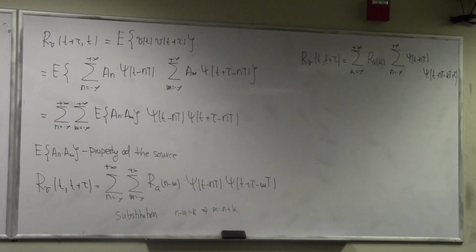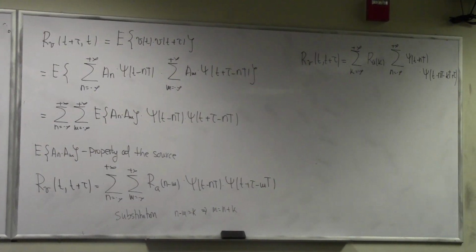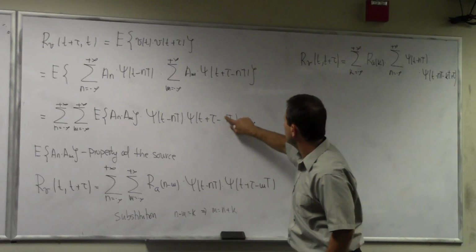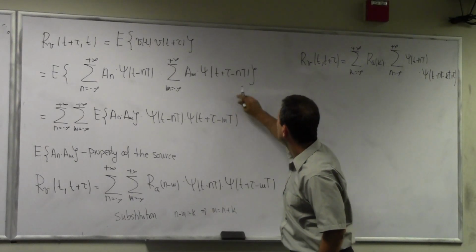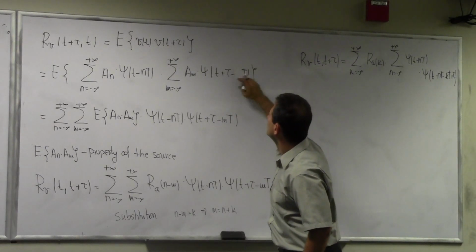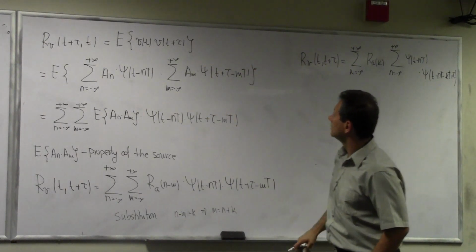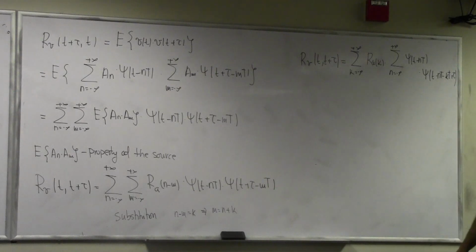Go ahead. How about the tau minus nt? Is that supposed to be m? Where? The third line? Yes. This is n, the same thing as above, I guess? Yes, of course, n. But for the substitution, m is supposed to be n minus k. Where? The last one. Okay.